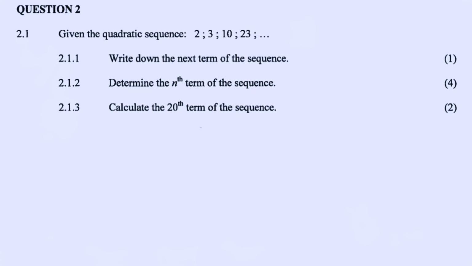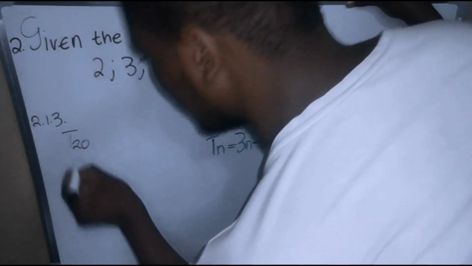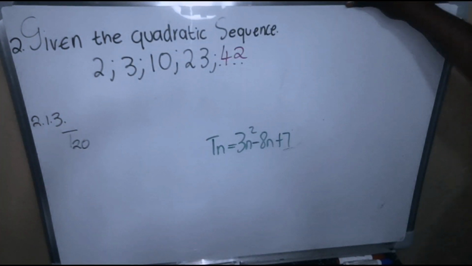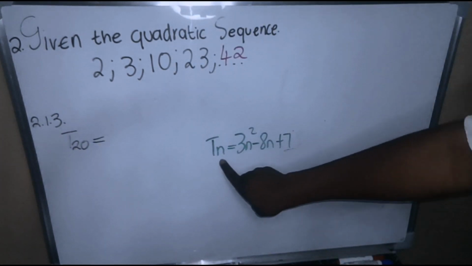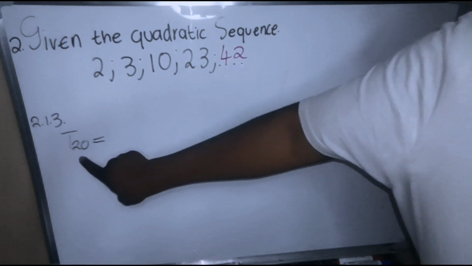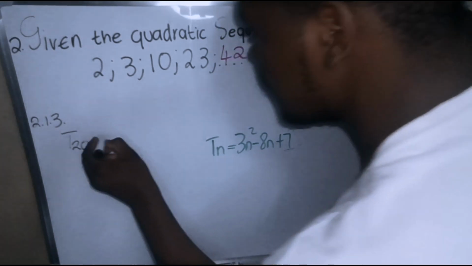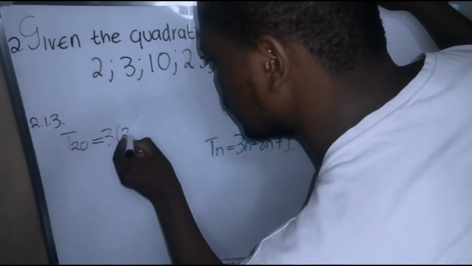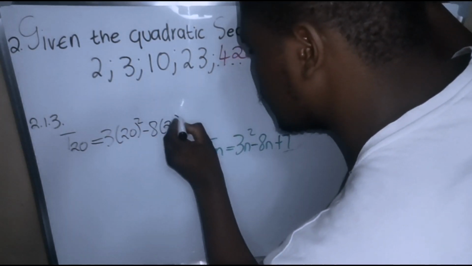Calculate the 20th term of the sequence. 2.1.3, you must find the 20th term. Come on, someone, about T20. T20 is equal to, where I see n, I put in 20 from this equation. I get 3 bracket 20 squared minus 8 times 20 plus 7.